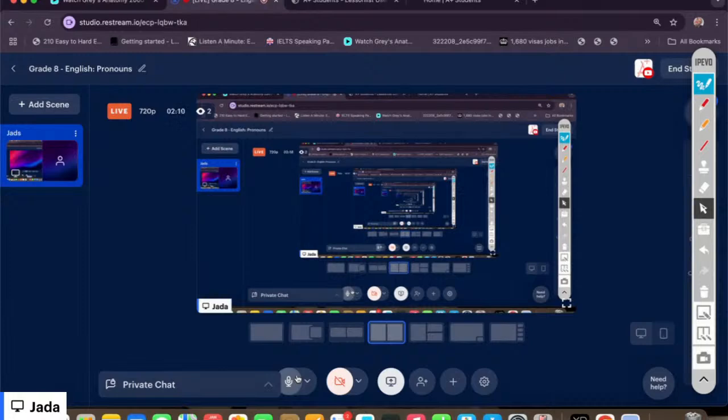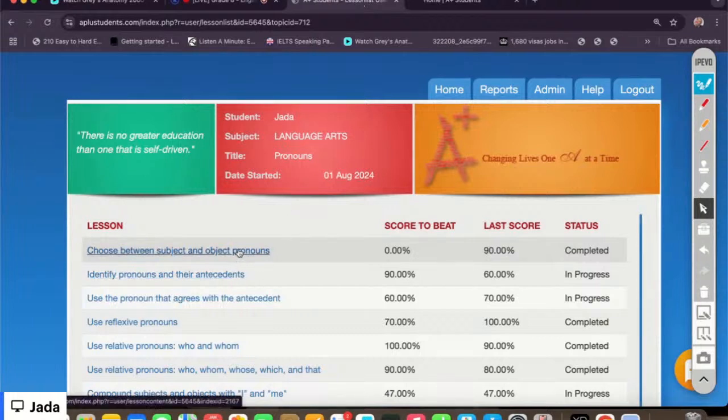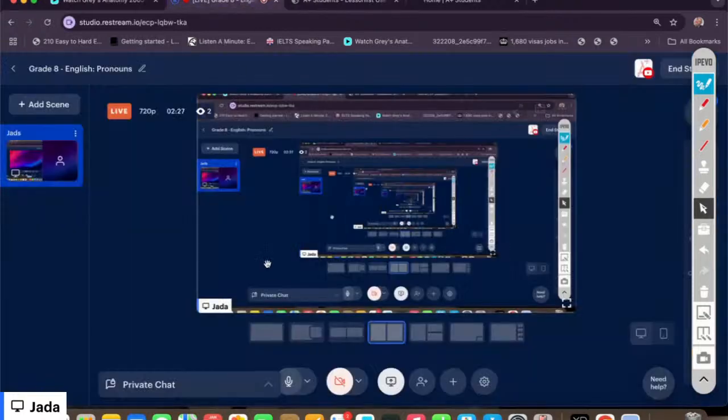Today we will continue our lessons on pronouns. We've had the first three. Today we'll do the fourth and the fifth, which are use reflexive pronouns and use relative pronouns, who and whom.